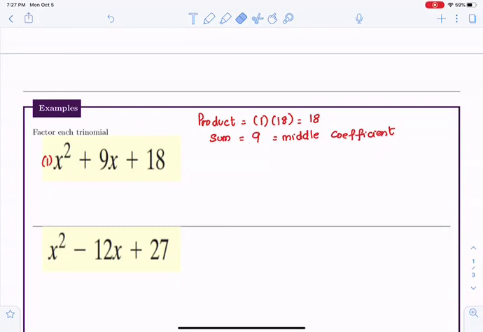So if you go back and forth with this trial and error approach, you would eventually realize, okay, how about 6 and 3? When I add 6 and 3, I get 9. When I multiply, I am going to get 18. So that is the correct factoring approach. Now, we just have to split this up, write it as x squared, distribute the x, 6x, plus 3x, plus 18.